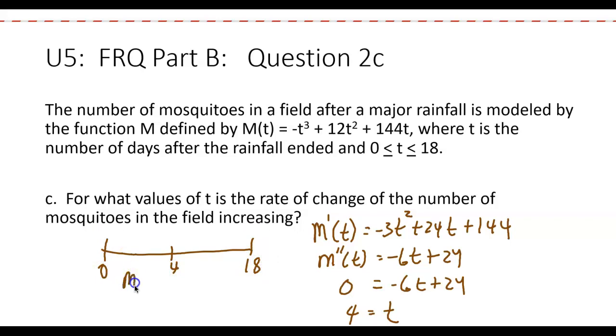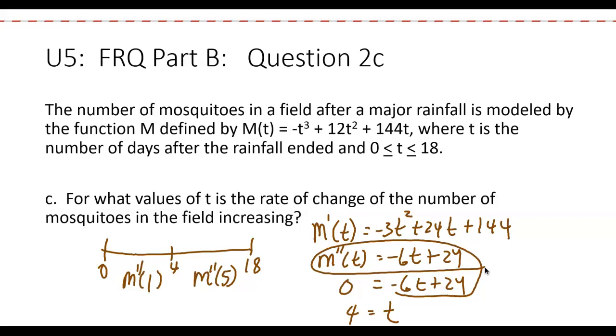Now let's plug in some test numbers. I'll plug in 1 to my second derivative, and I'll plug in 5 to my second derivative, and we'll see what we get. If I plug 1 into my second derivative here, I'm going to end up with a positive number. If I plug in 5, I'm going to end up with a negative. And so the second derivative is positive on this interval here.